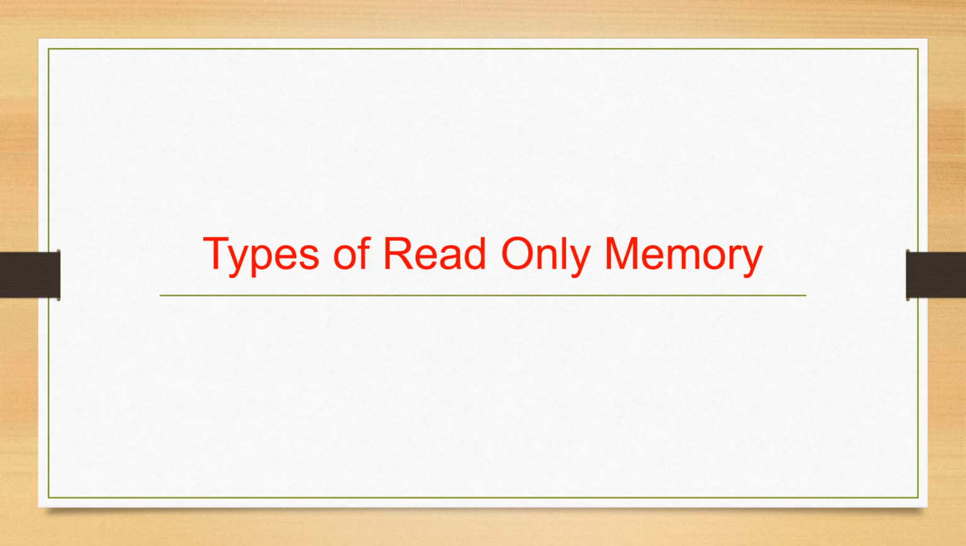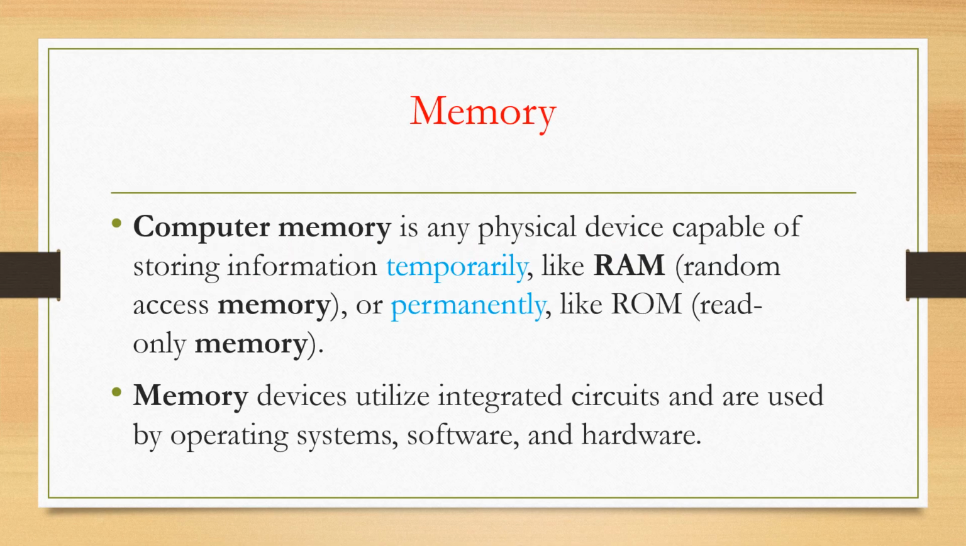In this video we are going to see about types of read-only memory. Already we know what is memory, what are the types of memory and what are the characteristics of memory. What is memory? The computer memory is any physical device capable of storing information, maybe temporarily or permanently. The memory devices utilize integrated circuits and are used by operating systems, software and hardware.